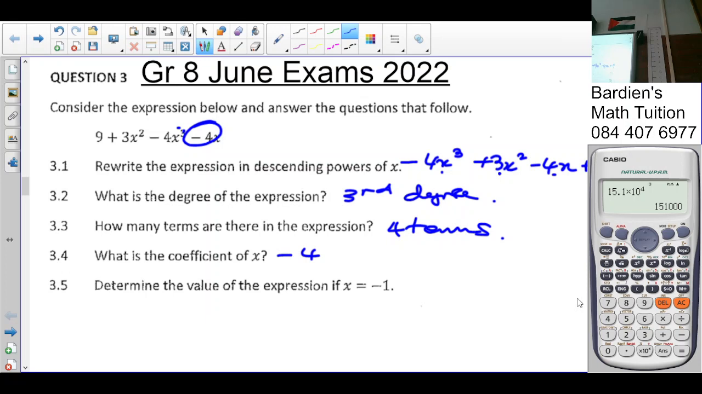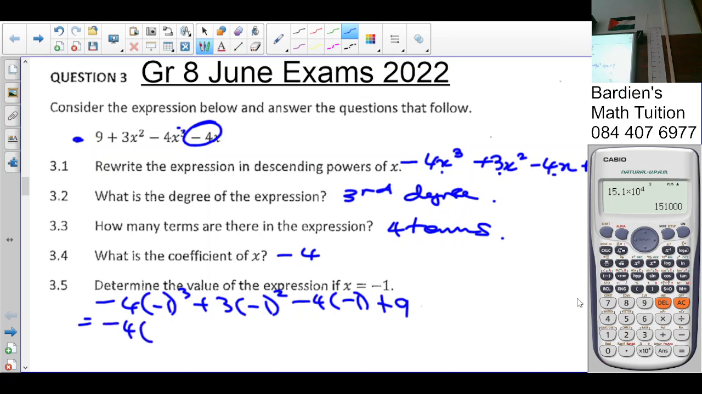Determine the value of the expression of x equal to negative 1. So this is a substitution question. So it's negative 4 into negative 1 cubed plus 3 into negative 1 squared minus 4 into negative 1 plus 9. I could have substituted into there as well. They should have given you the same answer provided you made no calculation mistake error. So it's negative 4 times negative 1 cubed is negative 1. As the exponent is odd, negative will remain negative. If it's even, the negative will become positive.